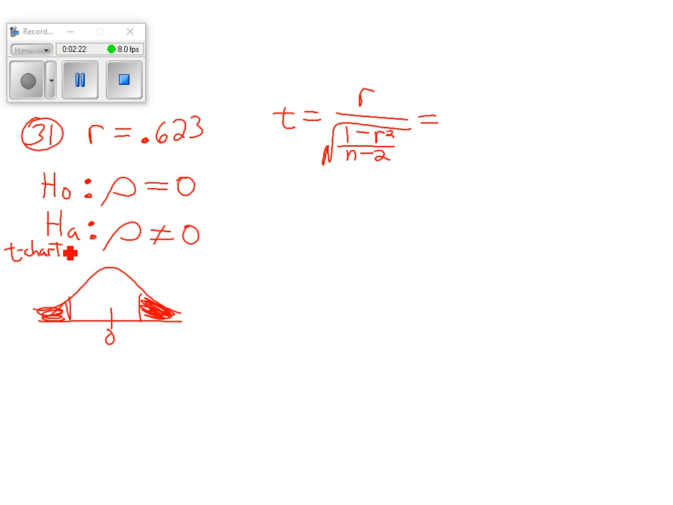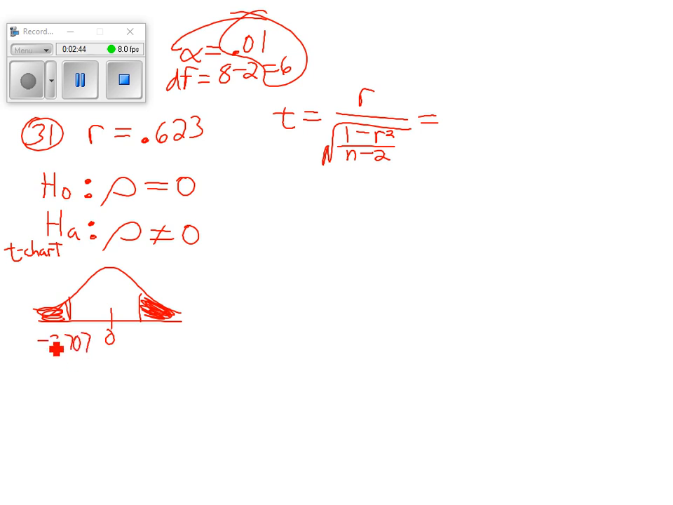What's our alpha on this one so I don't have to go back and read the problem? 1%. 0.01, and our degrees of freedom, remember degrees of freedom is N minus 2 this time, so it's 6. So we want to look up 0.01 and 6 on the T chart. 3.707. Is that right? Everybody agree with him on that? Yep.